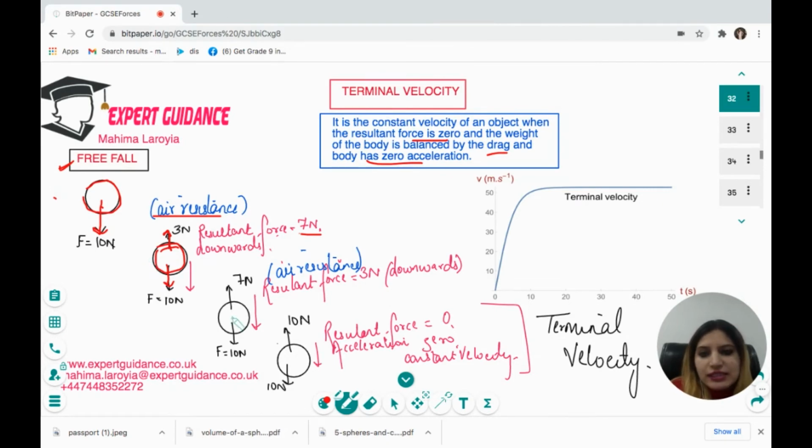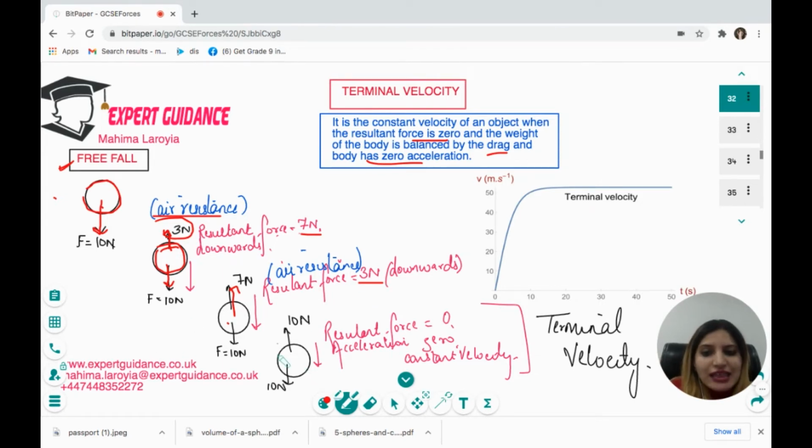After a little distance, the air resistance keeps on increasing and it increases to 7 newtons. The downward force is 10 newtons. Again, in this case as well, there is a resultant force acting, which is 10 minus 7, 3 newtons downwards. And since the resultant force is acting on it, the body will accelerate in the direction of the resultant force. So the body will accelerate downwards.